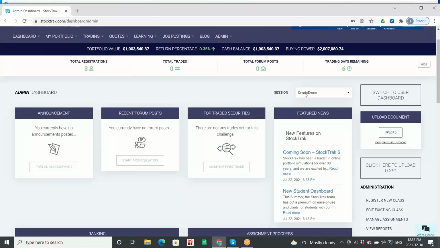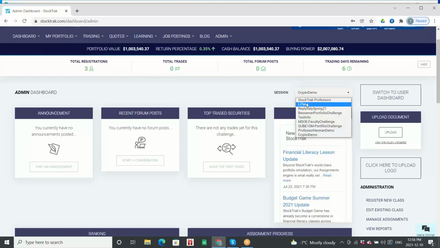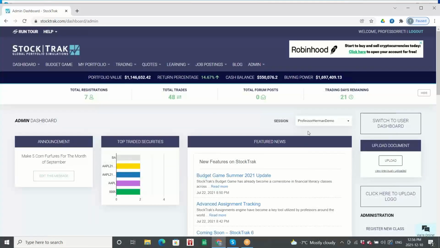So let's come on over here and pick our session now with StockTrak.com. You're coming in either on a semester basis, or if you're coming in on a site license basis like I am, you can see that I have a variety of classes set up. So let's come to my demo account right here, and we're on the dashboard page.